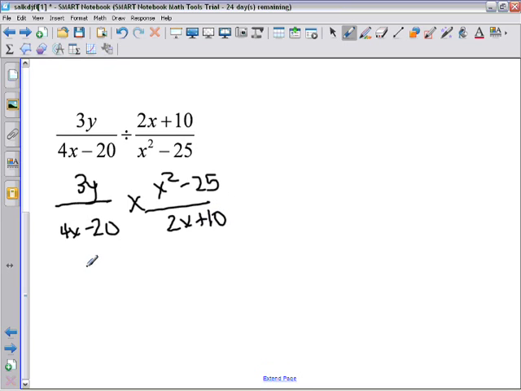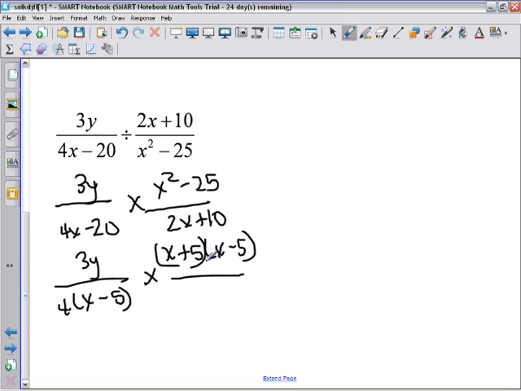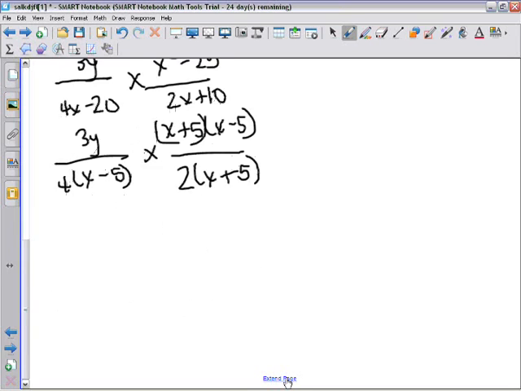Now we can factor each rational expression. So we have 3y divided by 4 times the quantity of x minus 5, times x plus 5 and x minus 5, over 2 times the quantity of x plus 5. Now we simplify the like terms and take out both x plus 5 and x minus 5. Now we multiply the remainder and we get 3y over 8.